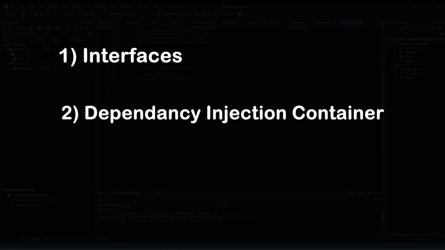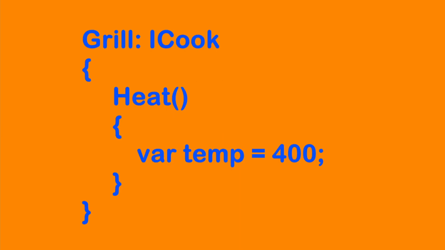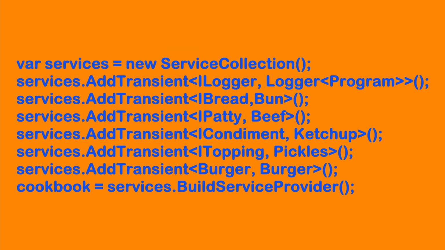Interfaces, a dependency injection container, and implementations. Interfaces are like the basic steps of your recipe. They'll be the same no matter what. Implementations tell exactly how you execute your interface. The dependency injection container, also referred to as a DI container or container, holds a mapping of interfaces and implementations. It's almost like your cookbook.